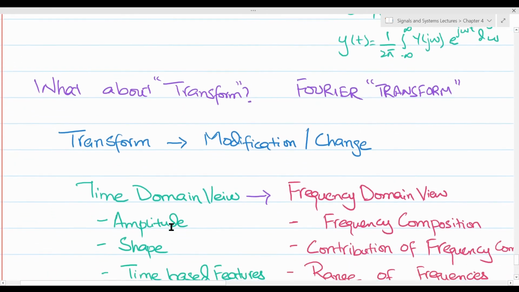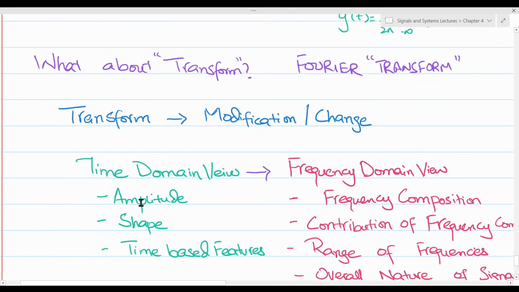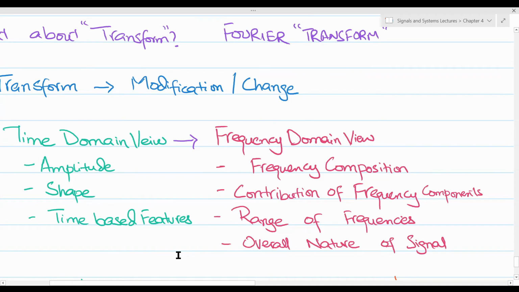So suppose in time domain view, we can analyze the amplitudes of the signal, we can analyze the general shape or morphology of the signal, or we can analyze some other time-based features, for instance intervals. However, in the frequency domain view, we can analyze the frequency composition of the signal. We can know which frequency bands are contributing heavily to the signal and which frequency bands are not contributing significantly to the signal. So essentially we can find the range of frequencies that are significantly contributing to the signal.